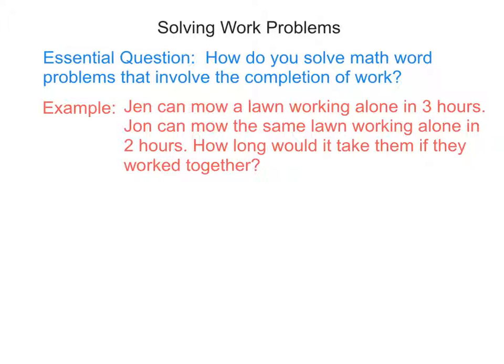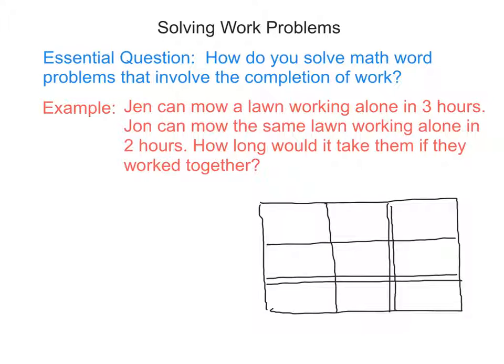So here is our example. Jen can mow a lawn working alone in 3 hours. John can mow the same lawn working alone in 2 hours. How long would it take them if they worked together? Well, it turns out we can use the same table that we used before for the problems involving percent or amount mixtures. So we can use that same exact table with some slight variations for this type of problem.